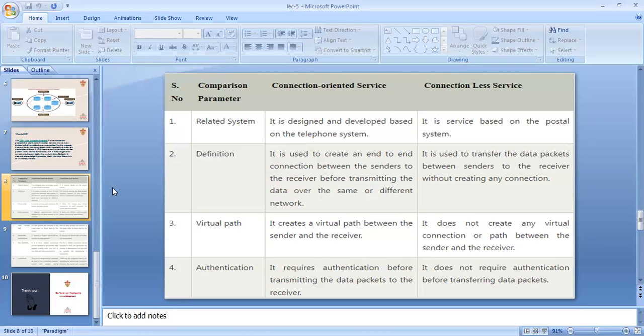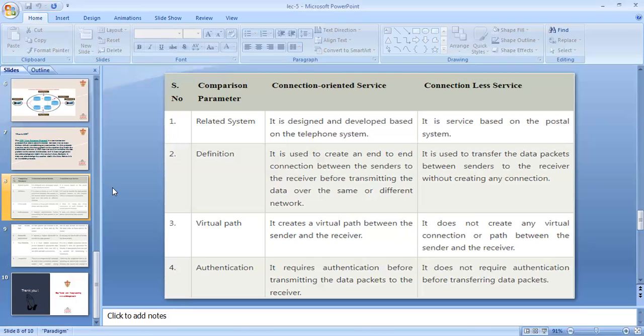Now the second one is definition. It is used to create an end-to-end connection between the sender and the receiver before transmitting the data over the same or different network. So connection-oriented services require establishing the connection, and after sending all the messages, they require the termination of the process. But in case of connectionless services, it does not establish a connection to transfer the data packets between sender and receiver. So it works without creating any connection.